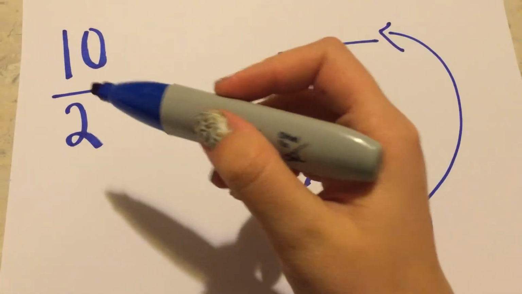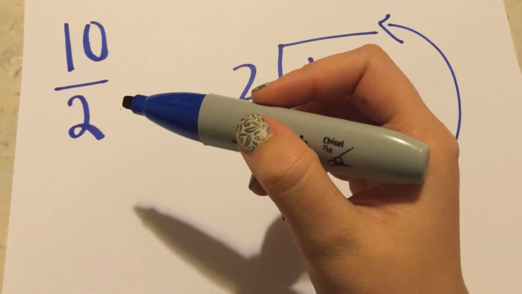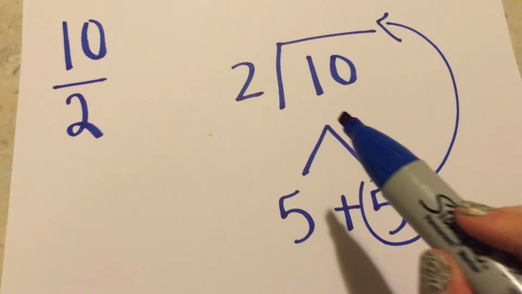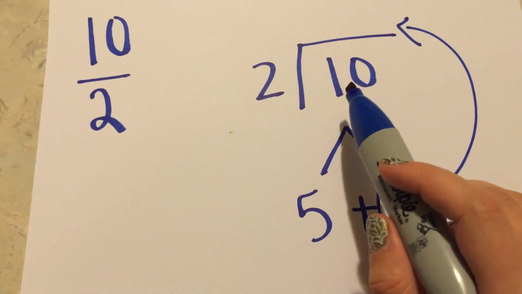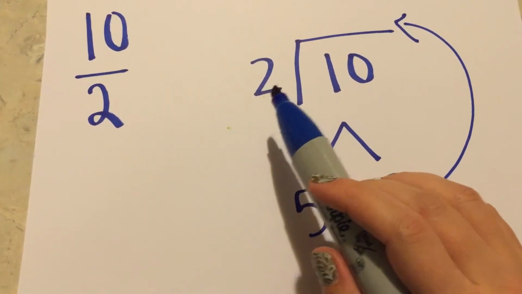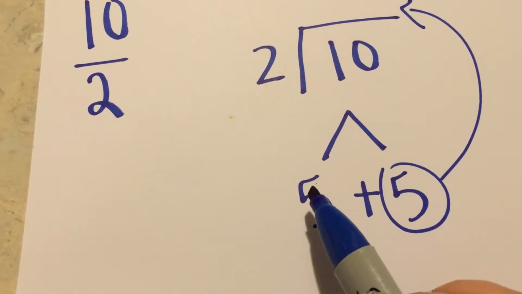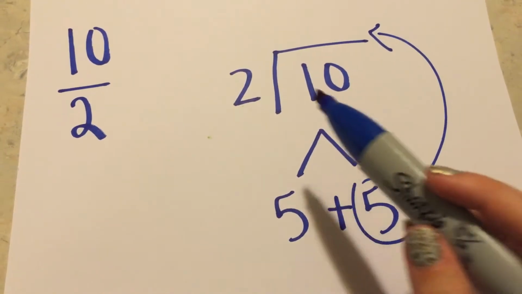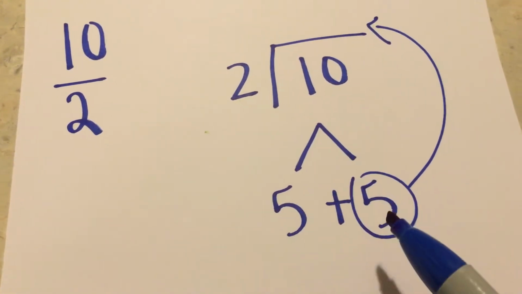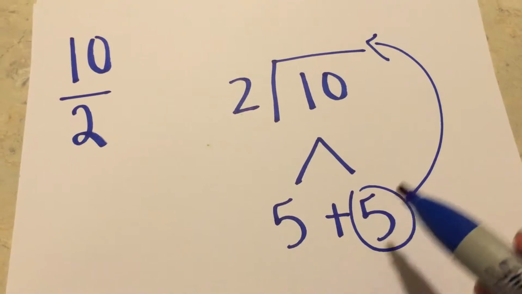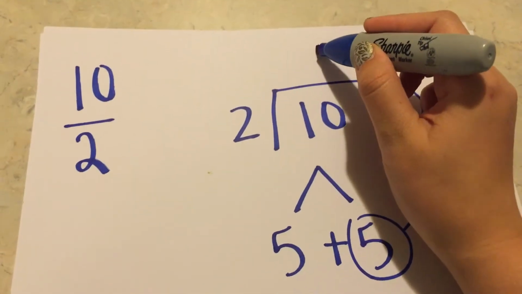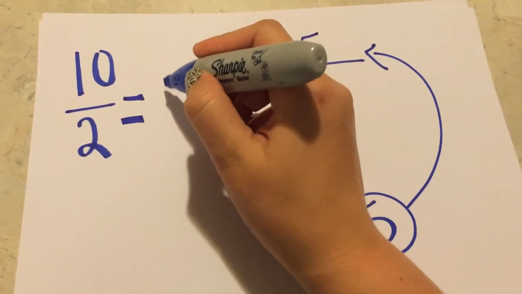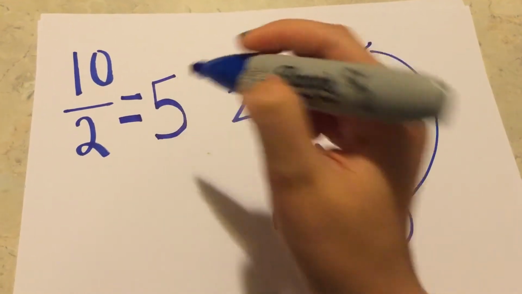The fraction 10/2 can also be said as 10 divided by 2. So when we rewrite it, 10 is being divided by 2, we can split 10 2 times, and it can be 5 plus 5. So we know 10 divided by 2 has to be 5. Since 5 is a whole number, we know that 10 divided by 2 can also equal 5.